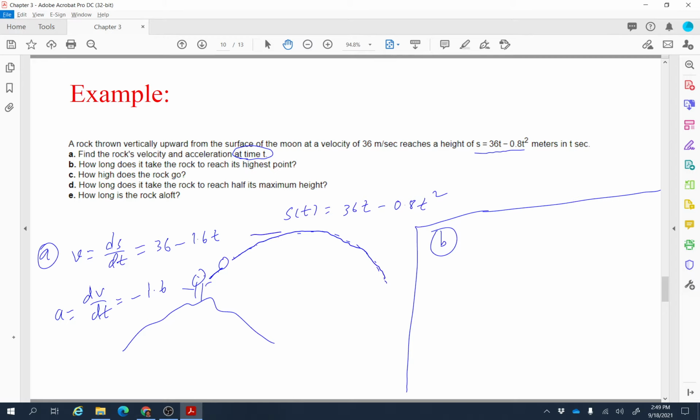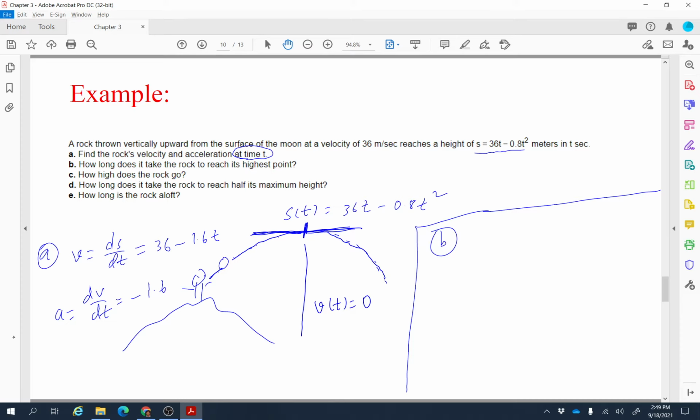So this is your highest point. At this highest point, the rock goes up with some velocity, and at some point the velocity of that rock becomes 0, and from that point it goes down. So the highest point can be found when the velocity of that rock is 0. So you need to find the velocity.